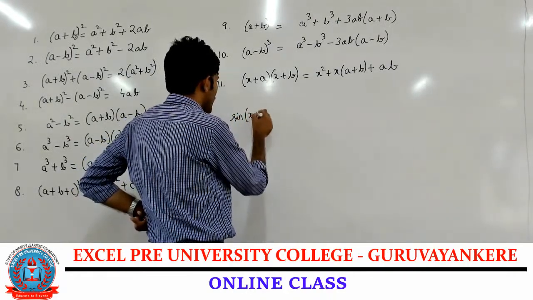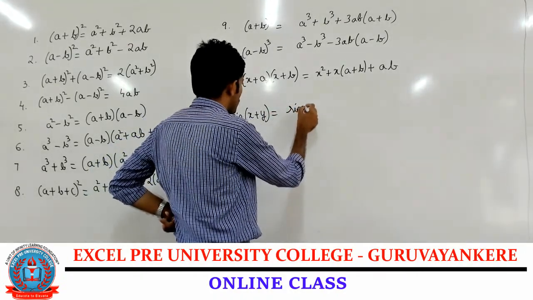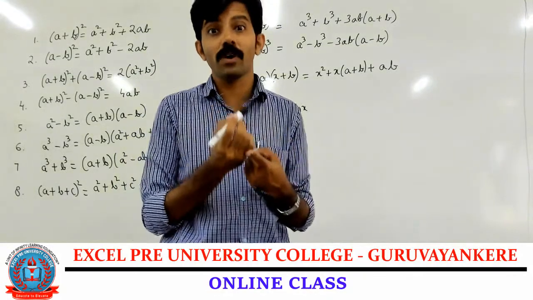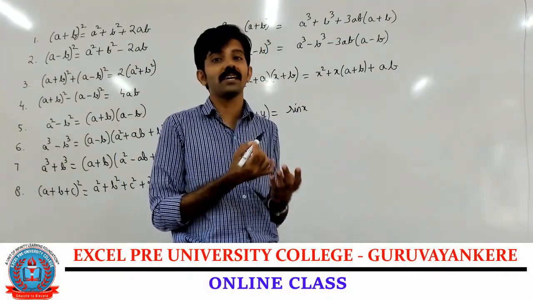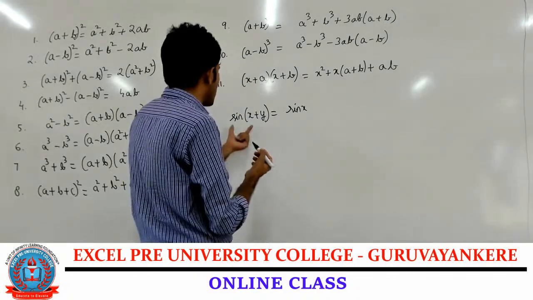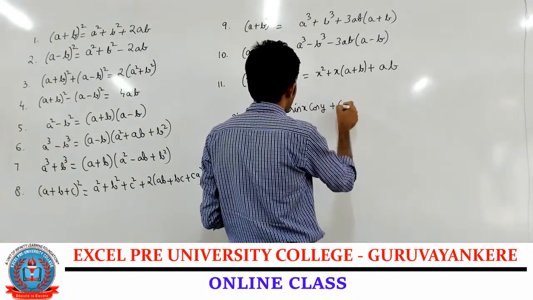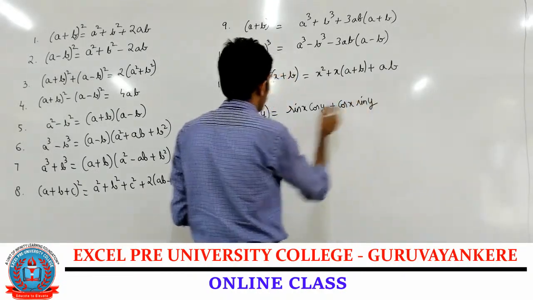Sine of x plus y. Trigonometry formulas. These are called compound angle formulas. We have compound angle formulas, multiple angle formulas, submultiple angle formulas, transformation formulas, various types. Sine of x plus y is sin x into cos y plus cos x into sin y.